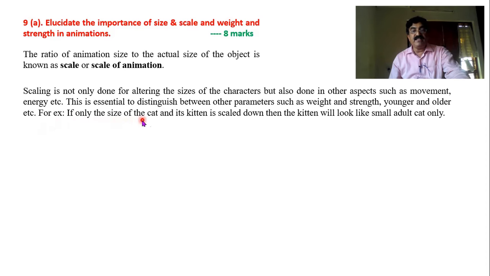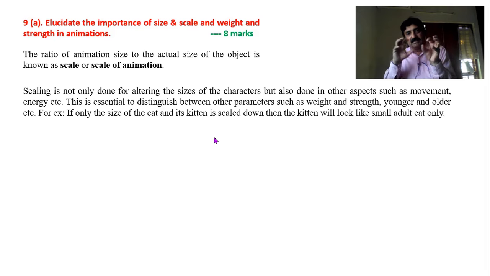If you reduce only the size of the cat, I have given the example of cat in my regular video. Cat and kitten, if you reduce the size just like that, you cannot make out whether the kitten is really a kitten or a miniaturized version of the cat. So you have to scale down properly in such a way that the cat appears to be a cat only and the kitten appears to be a kitten only. If you reduce only the size, that reduced kitten appears to be a reduced cat.